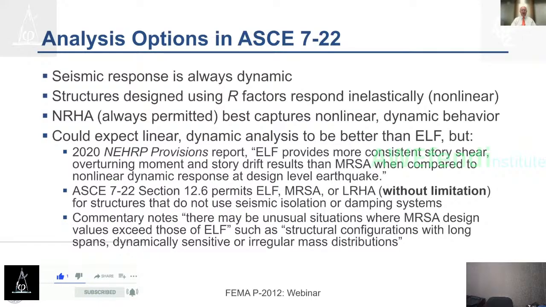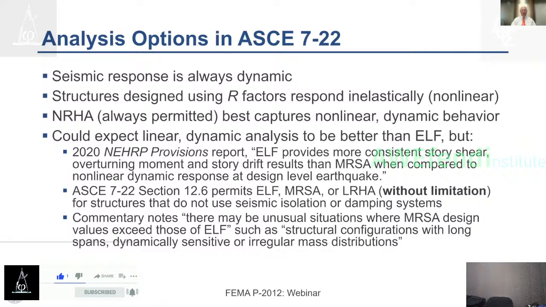Instead of, in our typical designs, using explicit nonlinear characterizations, we use R factors for systems that have been qualified for a certain degree of inelastic response. We know that nonlinear response history analysis is always permitted. It probably gives us the best shot at understanding the true nonlinear dynamic behavior, but it's not practical in 2023 to use that method for every building design.